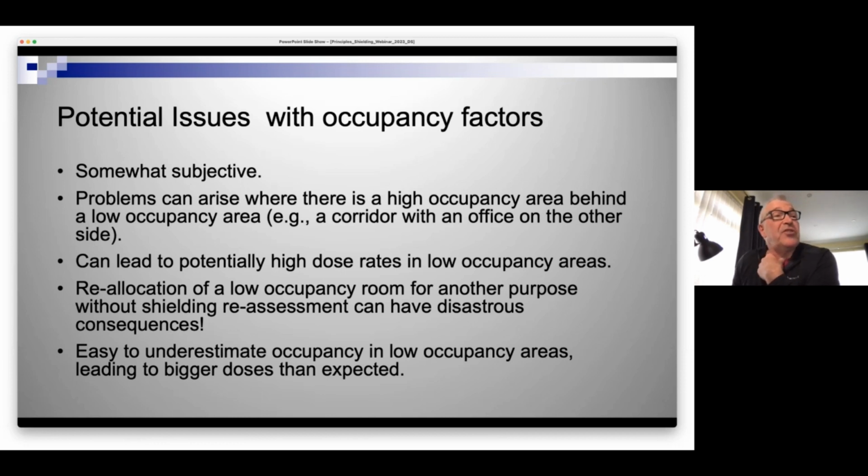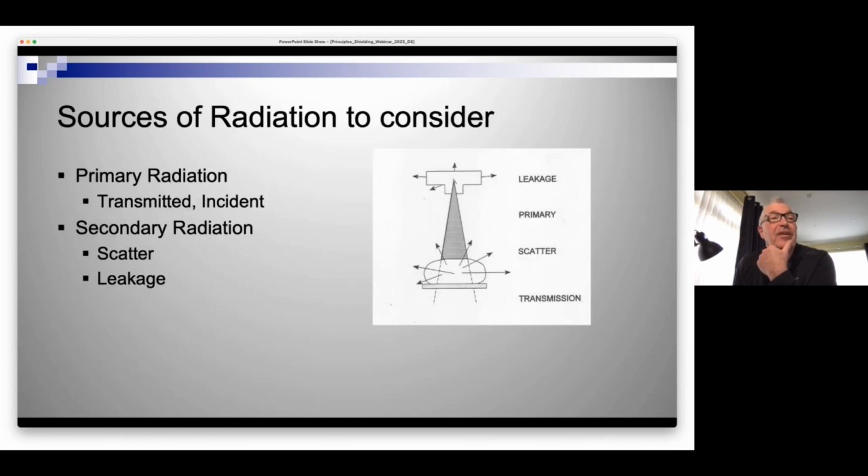If someone in the future decides to reallocate a low occupancy room for another purpose and make it high occupancy, then you really will have to reevaluate the shielding, and that can be quite difficult because it's just practicalities people forget. And it's easy to underestimate occupancy in low occupancy areas, which might lead to bigger doses than you expect. However, occupancy is really something that we do need to include.